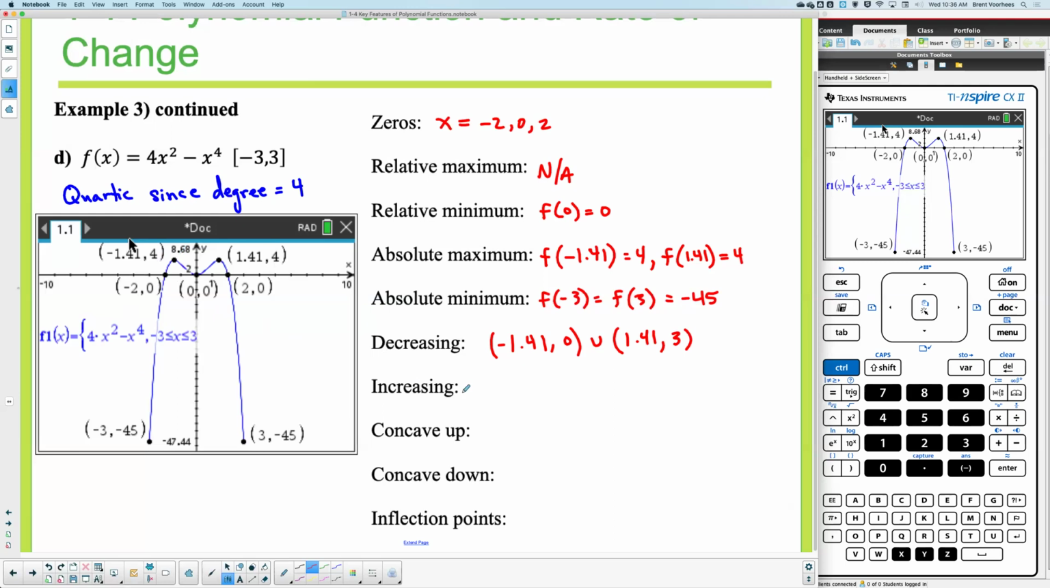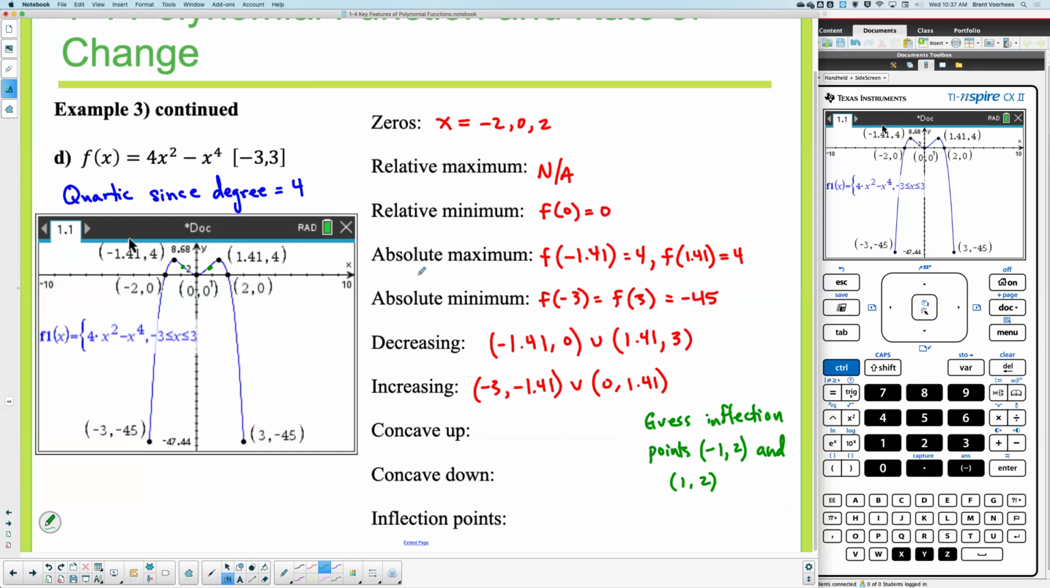This graph increases on the first interval from -3 to -1.41. And it also increases from 0 to 1.41. It is concave up in between here. Now I'm going to have to make a guess. And since this is counting by twos, I'm going to just guess that my inflection points are at -1, 2, and +1, 2. That's what I'm going to guess for my inflection points.